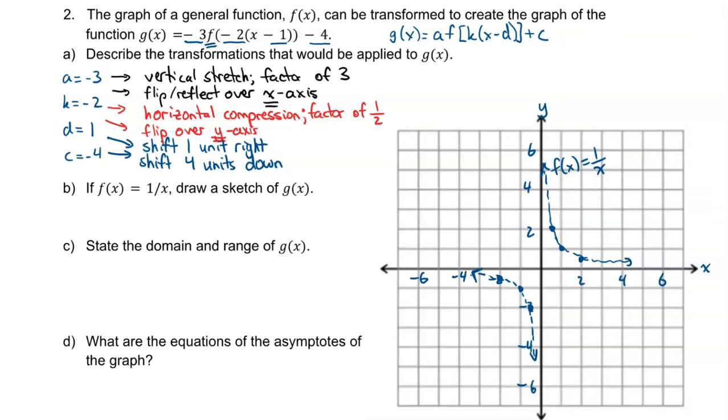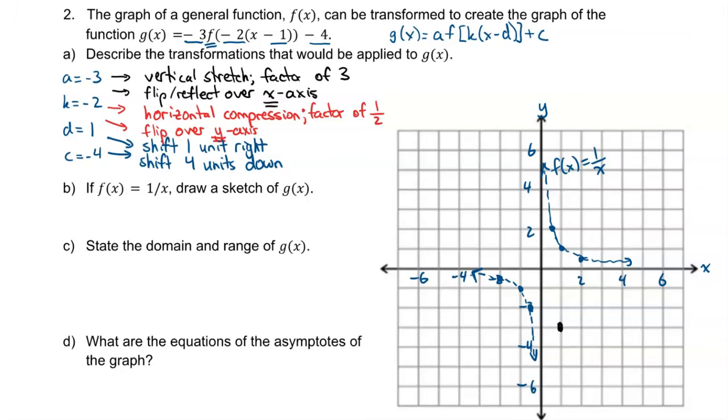Now we're going to graph it just with the a value, the negative 3, applied. So I'm going to take the point (1, 1). That's the easiest one to start with. I'm going to multiply the y value by 3, so it's going to go up to 3, and then flip it over the x-axis down to negative 3. So there we go. That point transforms down to negative 3.